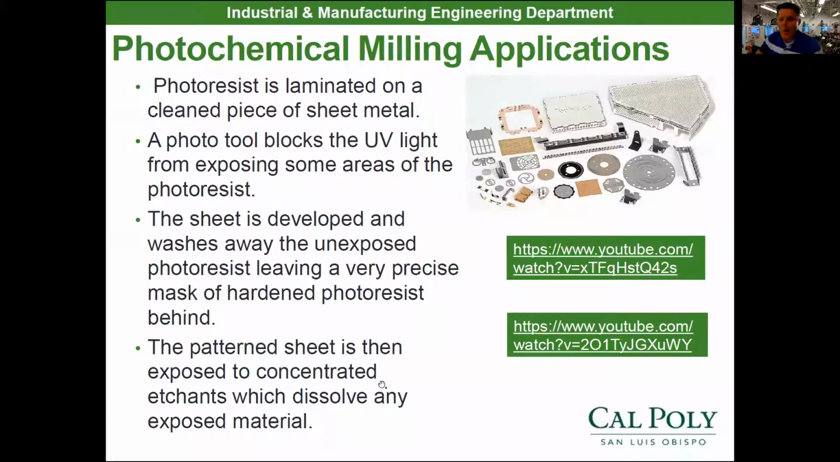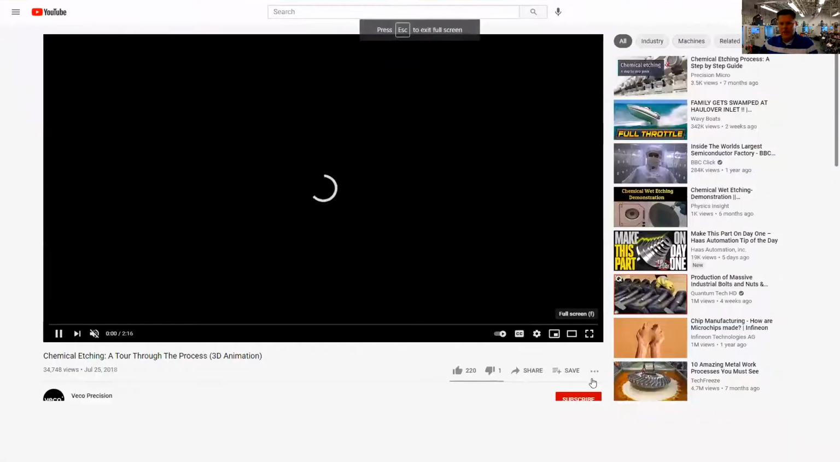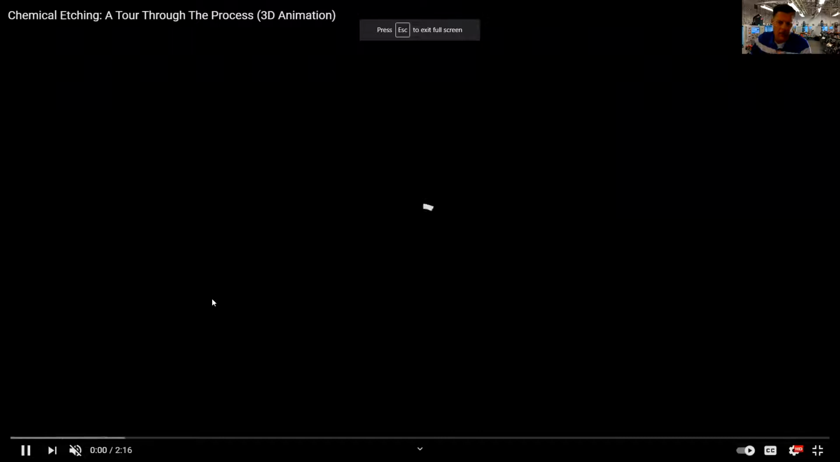We're milling with acids. Now, the photochemical version of this is like a photocopier. Instead of spraying on the photoresist and using a laser or a razor blade to cut out what you want, we can get very exact photoresist copies or stencils placed on the material using a UV light. So they have a photo tool now. Let me show this video and explain it. The photo tool is basically the exact reverse image of what they want to put on the part. This is a 3D animation of what's going on in the chemical milling process here.